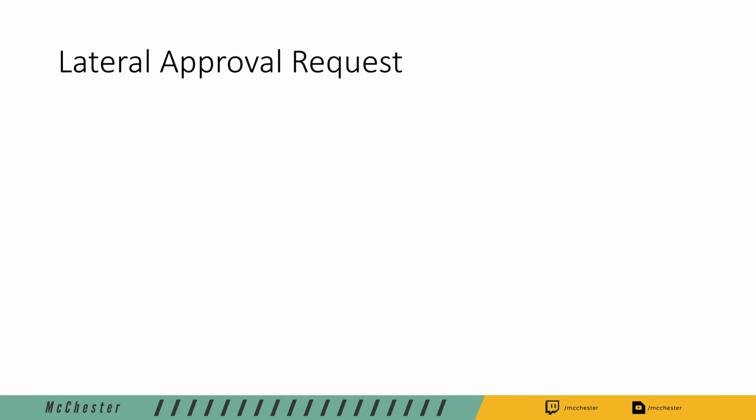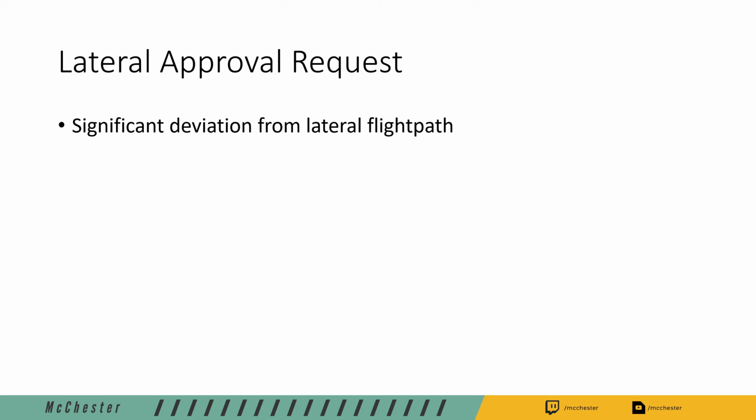Let's have a look at some examples for verbal coordination. And let's start with the lateral approval request. What do you need a lateral approval request for anyway? First of all, if you have a significant deviation from a lateral flight path for an aircraft, for example, an aircraft that you have to vector around weather or vector due to traffic, and is going to enter the downstream sector significantly off the lateral flight track, you should ask for an approval for that.